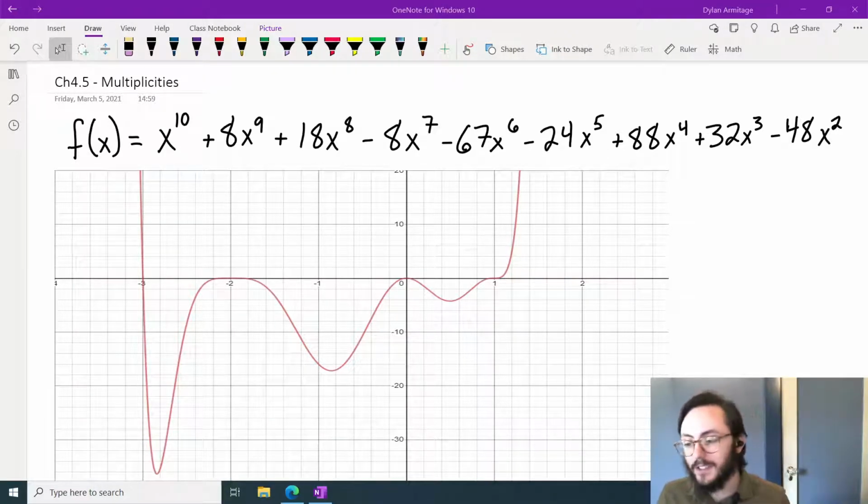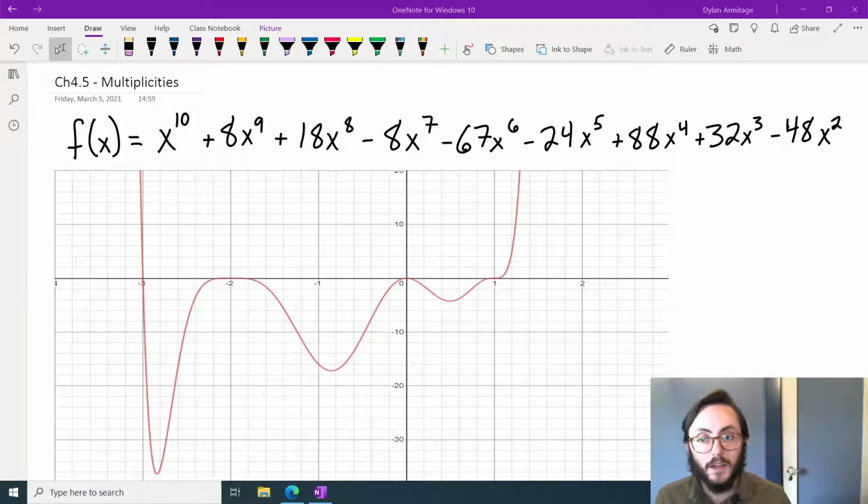So x to the 10th plus 8x to the 9th plus 18x to the 8th minus 8x to the 7th minus 67x to the 6th minus 24x to the 5th plus 88x to the 4th plus 32x to the 3rd minus 48x squared. Notice that there is no, at present, term with just x, or a constant term.